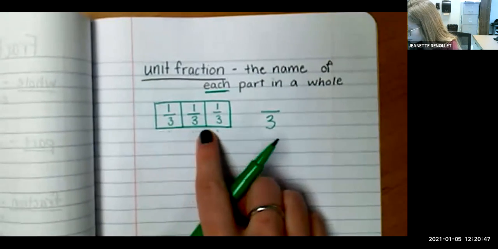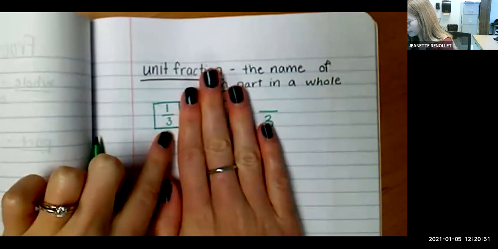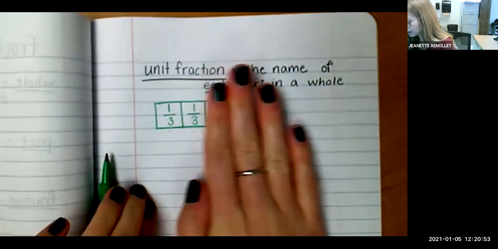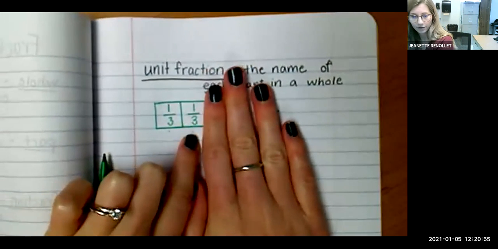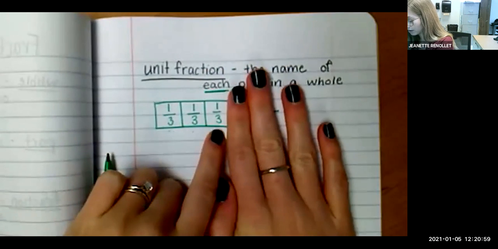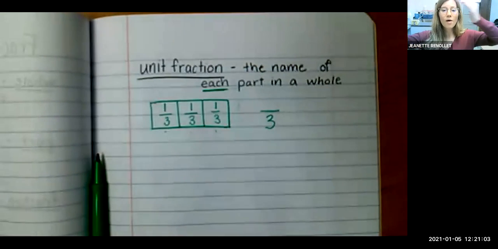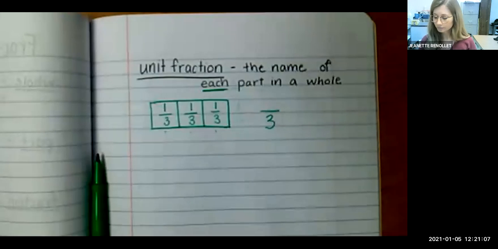When I put all these parts together, when I put 1/3 plus another 1/3 plus another 1/3, that equals the whole. When I put all the parts together, it equals the whole.